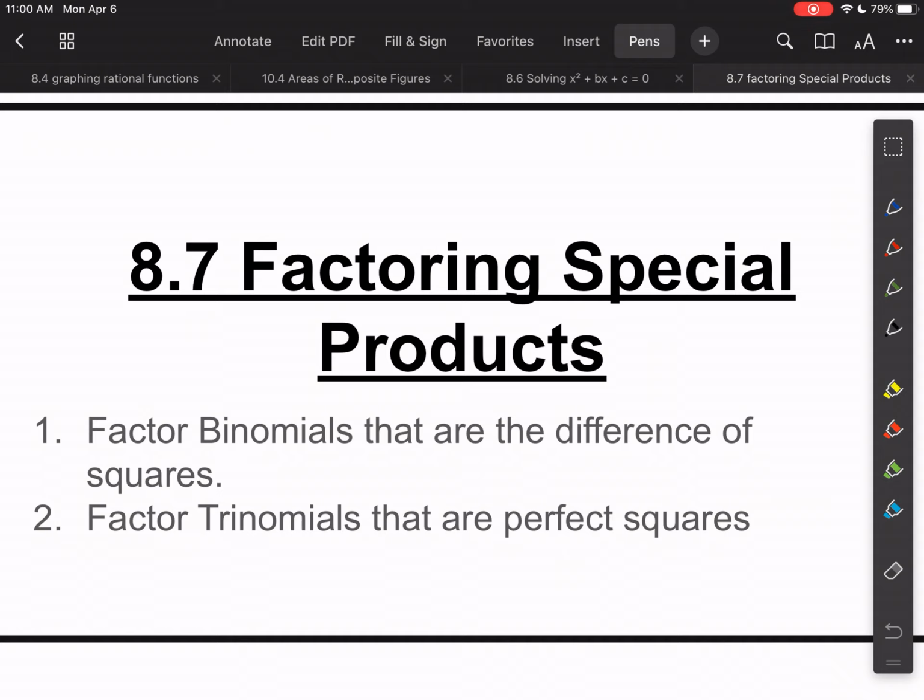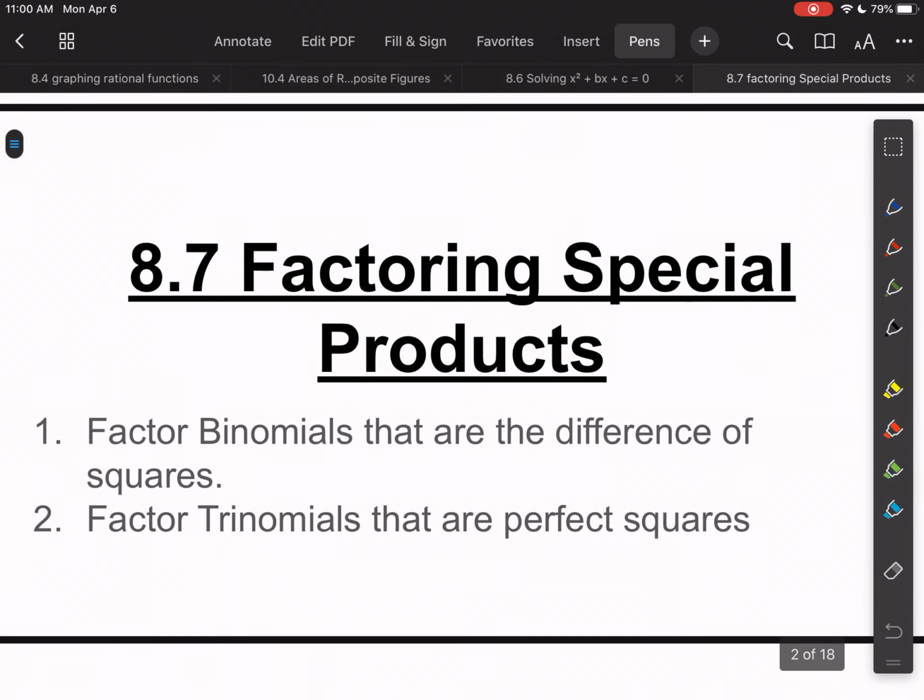8.7 Factoring Special Products. So today, the goal is this. We're going to factor binomials that are the difference of squares. I'll show you what that looks like. And then we're going to factor trinomials that are perfect squares. These are kind of special products. They call them special products because they're special circumstances when we factor.